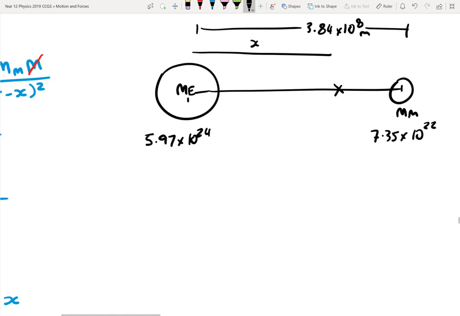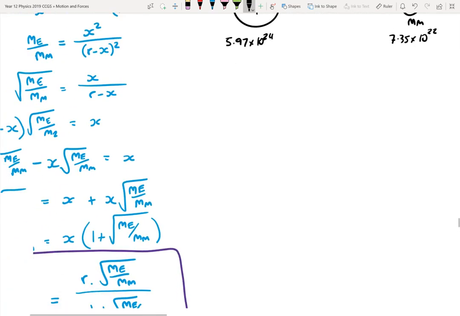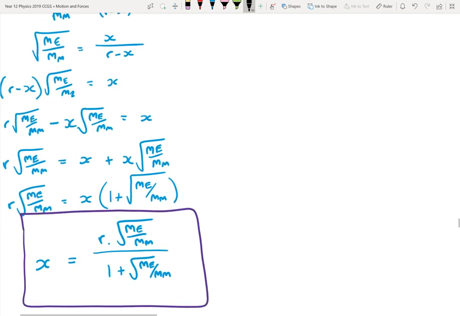You're dealing with 7 compared to 600. The Earth is nearly 100 times more massive. Not quite, but nearly 100 times. 100 is a really nice round number, because if we just went back to this, if the Earth was 100 times more massive than the Moon, then what's root of 100? 10. So we get 10R on 10 plus 1, you get 10R on 11. You get that the distance is 10 elevenths the way to the Moon.